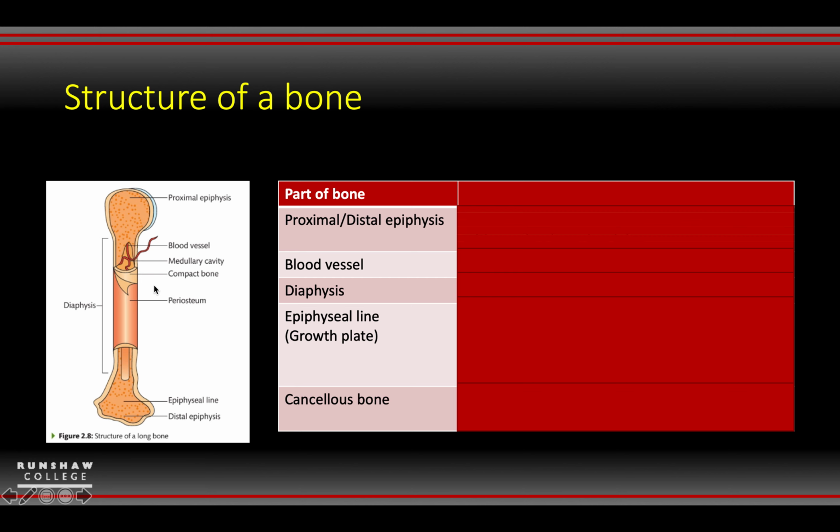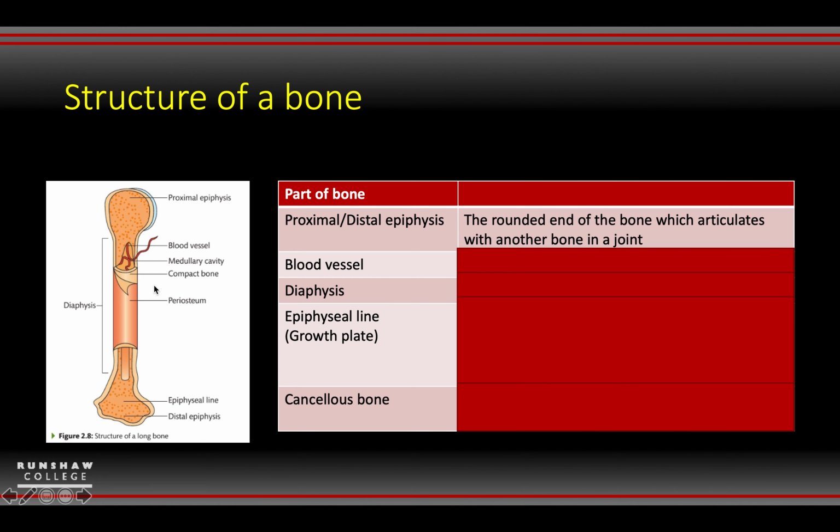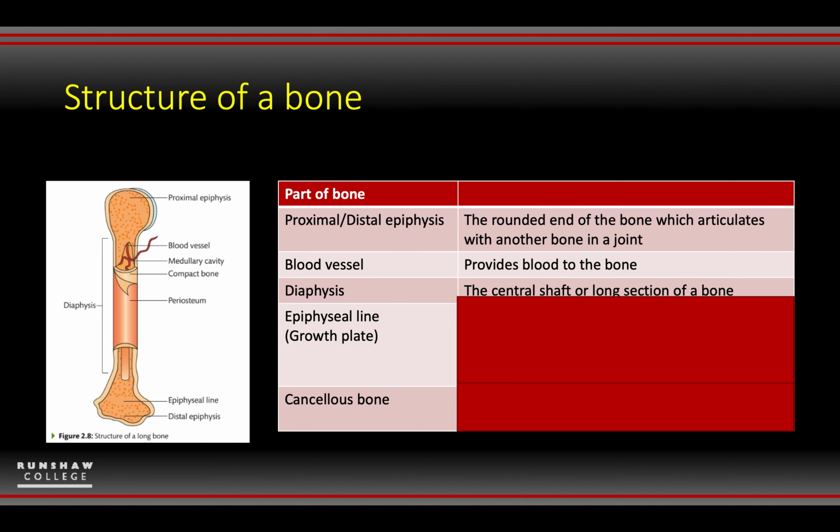periosteum. So the epiphysis is known basically as the ends of the bone, which allows the articular cartilage to form around. Your blood vessels are necessary inside a bone, which most people don't think they are, but they're inside of a bone to pick up the new blood that your bone produces. Now your diaphysis is just a fancy word for the longer section of the bone.